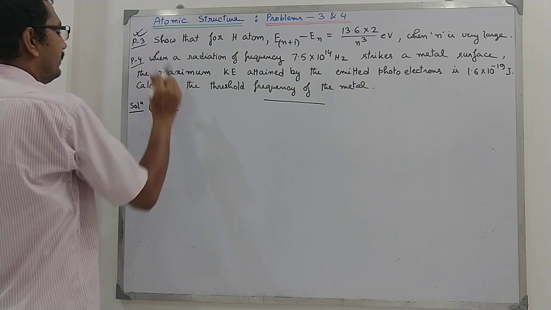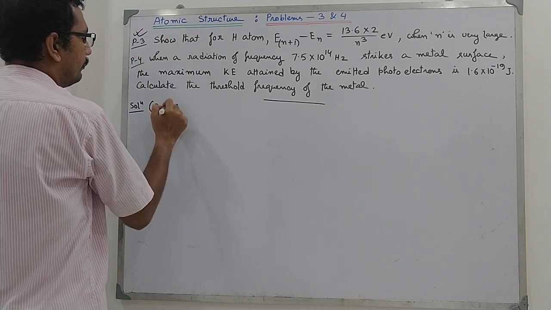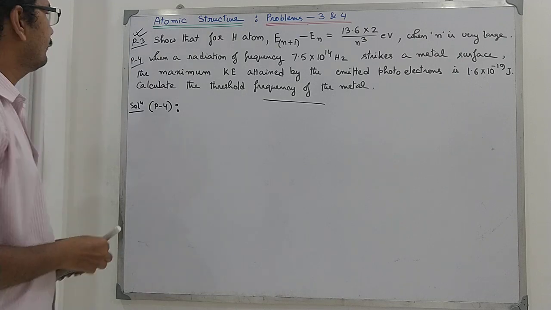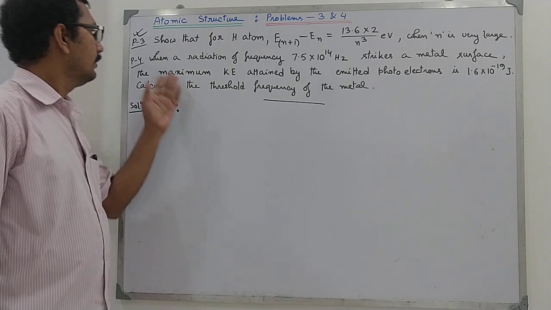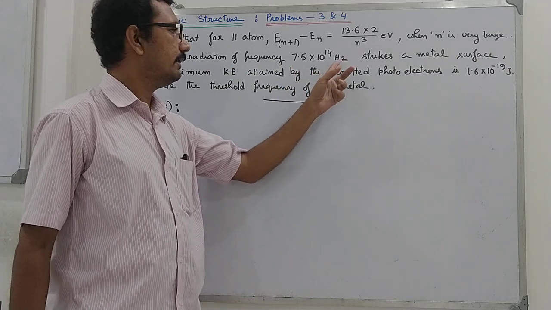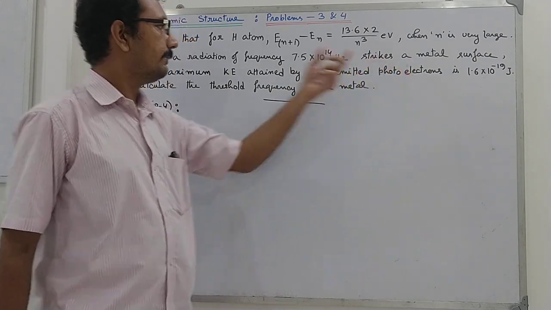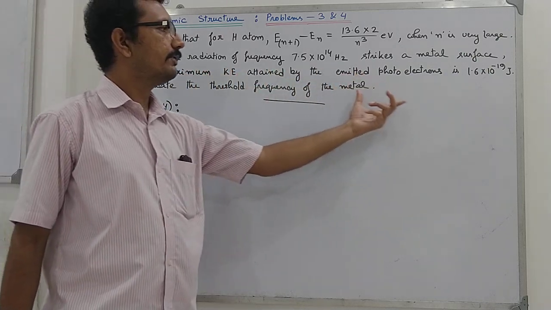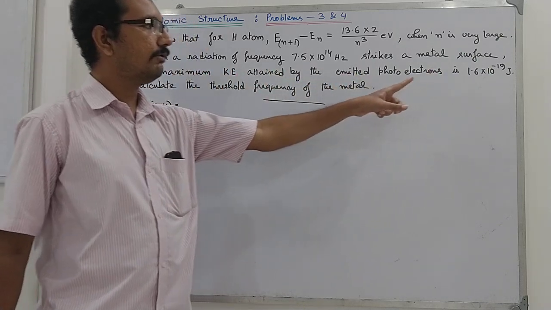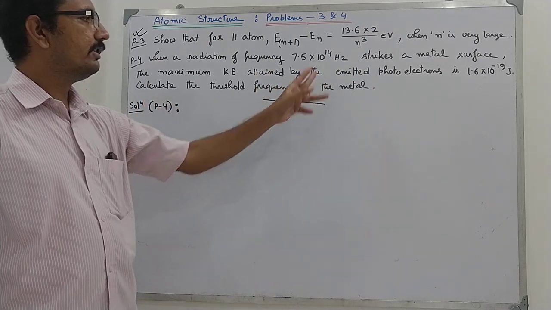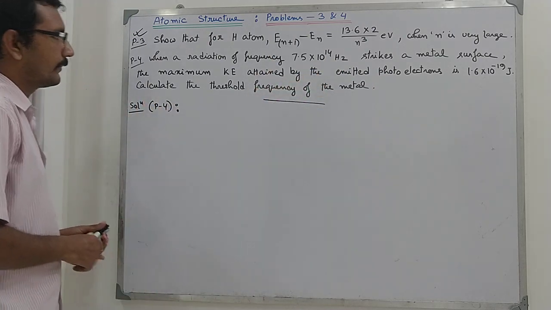So this problem is solved. Now we come to problem 4. Here you see the problem is given: when a radiation of frequency 7.5 × 10^14 Hz strikes a metal surface, the maximum kinetic energy attained by the emitted photoelectrons is 1.6 × 10^-19 joule. Calculate the threshold frequency of the metal.